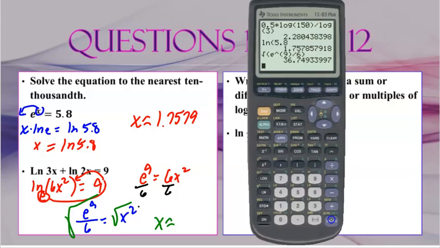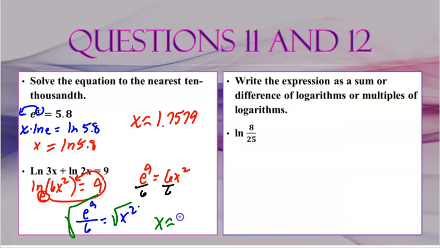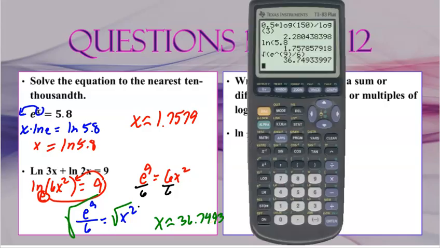36.74933997. So to the nearest 10,000th, that would be 36.7493. Just want to verify that that's correct. So that one is correct.